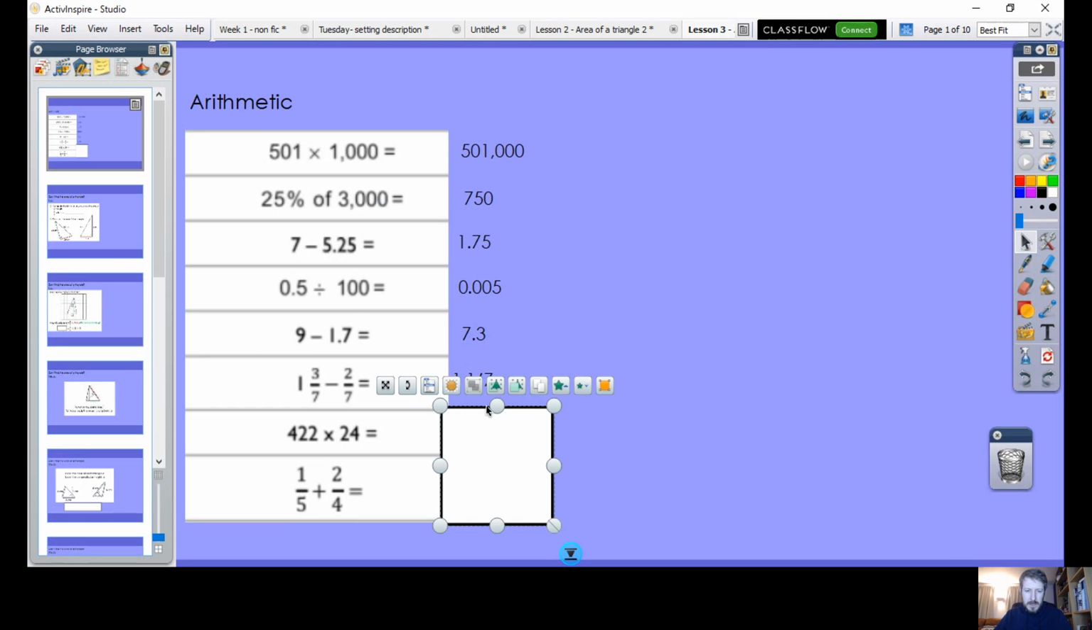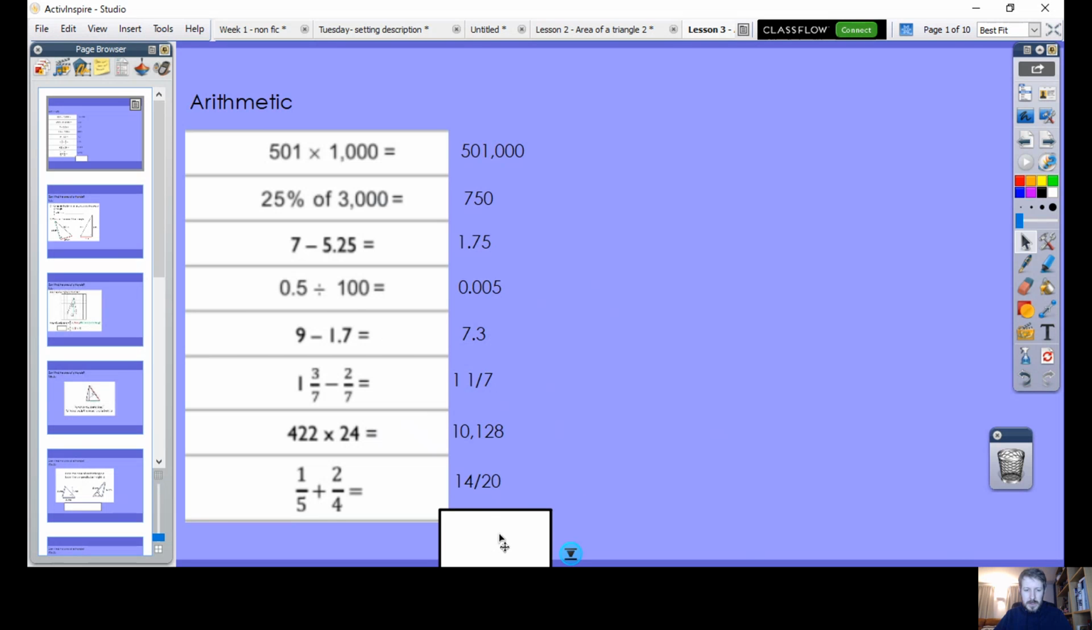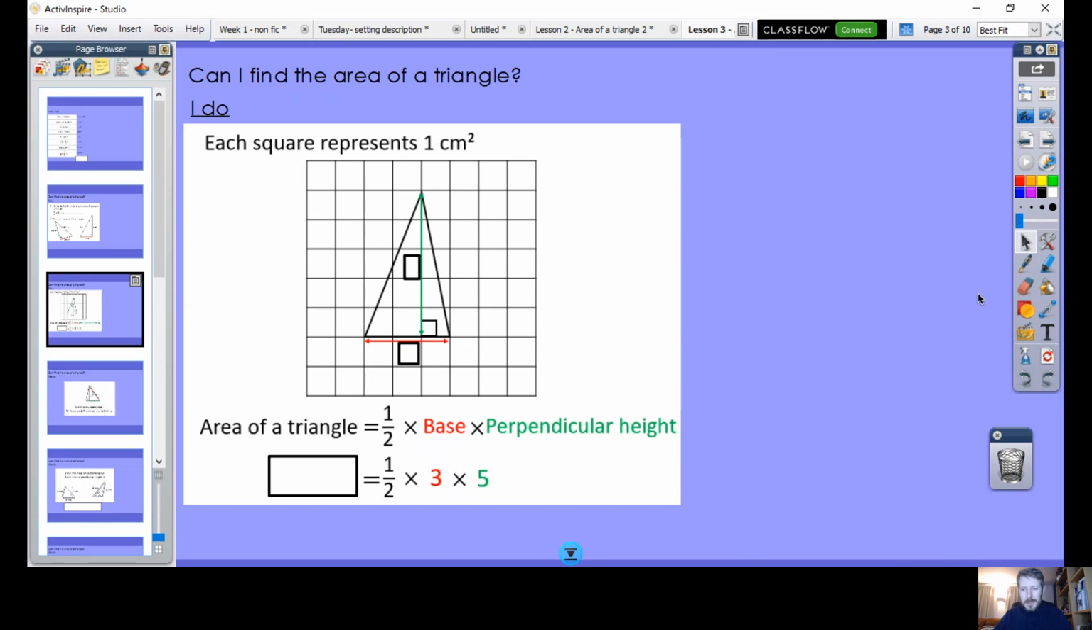422 times 24 is 10,128, and then a fifth, add 2 quarters, you might have something equivalent to 14/20. Okay, moving on to what we're doing today.